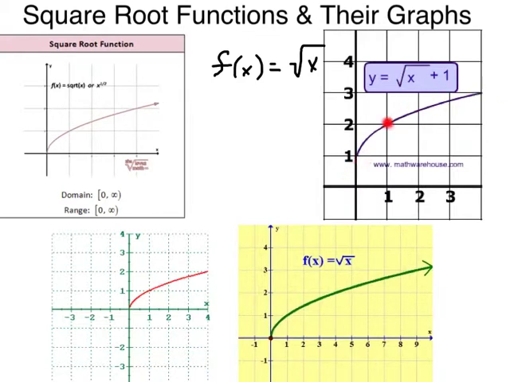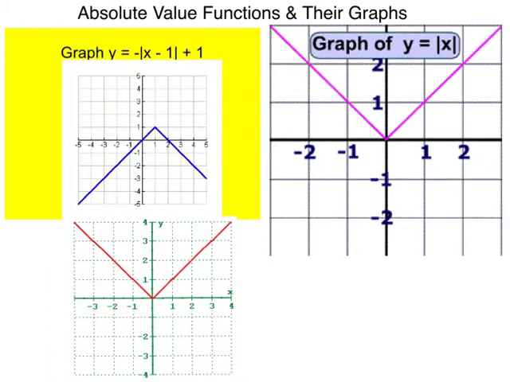But that's the square root. That's what it will always look like, a line like this. Alright, and then finally the absolute value function, which means that x is going to be in absolute value notation. So that's how you can tell those.